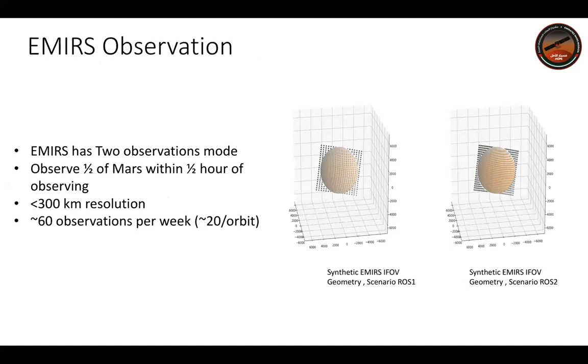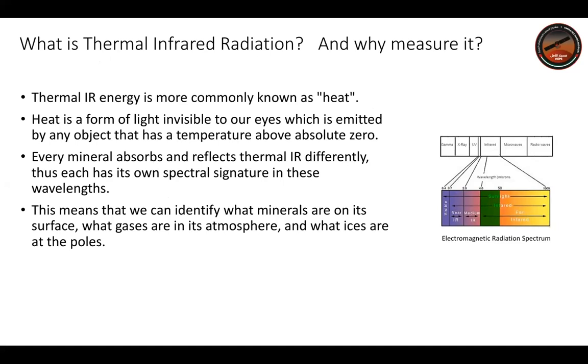So what is thermal infrared radiation? This figure shows the electromagnetic radiation spectrum, which includes the near infrared and the thermal infrared. So EMIRS is in the thermal infrared, which is found at longer wavelengths. Minerals absorb and reflect thermal IR differently, and each has its own spectral signature in this wavelength.